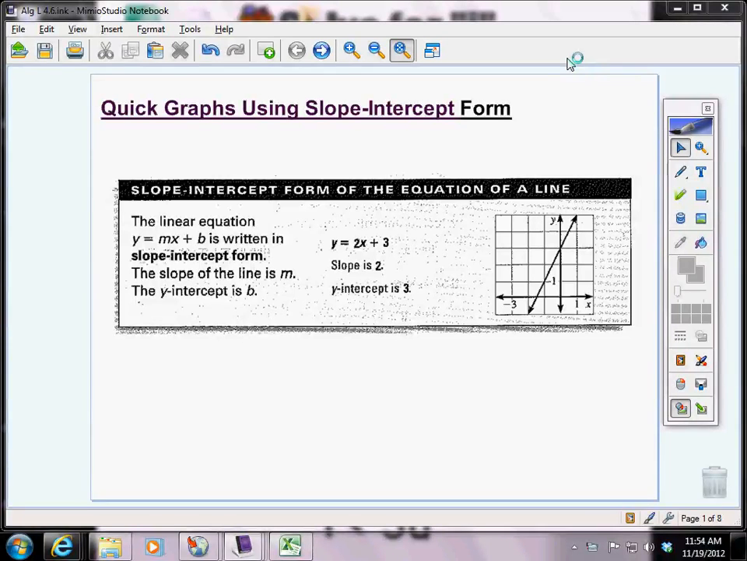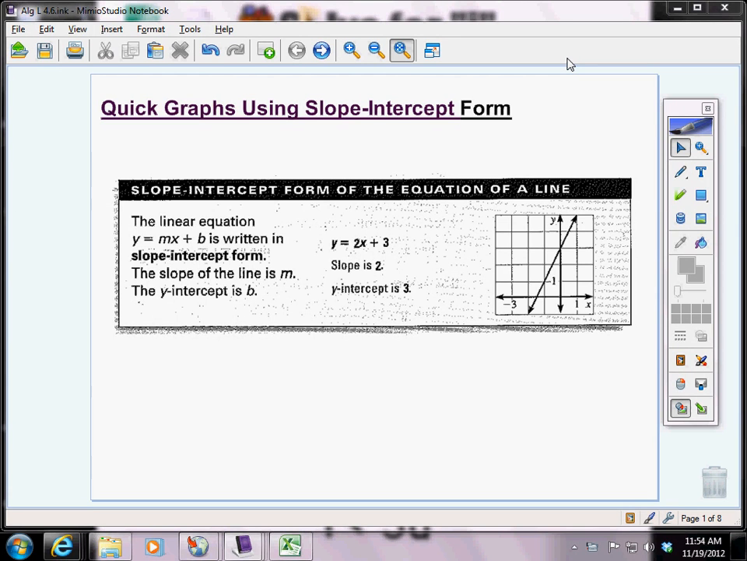This lesson is on using slope-intercept form to graph. Now, in previous lessons, we talked about different ways to graph. One of them was to make an input-output table, find some x values and their corresponding y values, plot the points, and draw a line through them. Another way we learned how to graph is using intercepts.